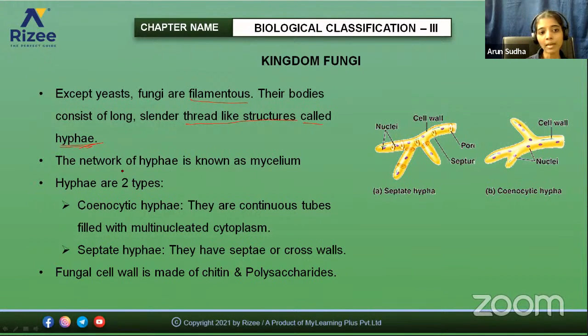The terms hyphae and mycelium are very important while studying the structure of fungi. It is composed basically of thread-like structures called hyphae, and the network of hyphae is known as mycelium. They branch together to form a structure called the mycelium. There are two types of hyphae: septate and cenocytic hyphae. Cenocytic hyphae are continuous tubes filled with multinucleated cytoplasm.